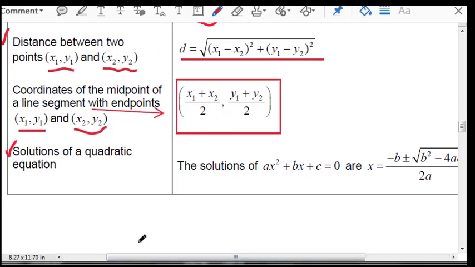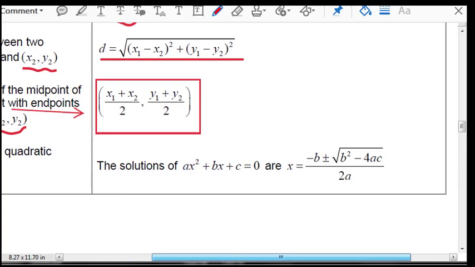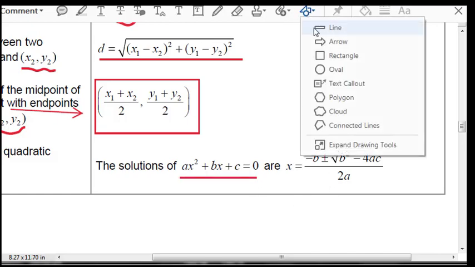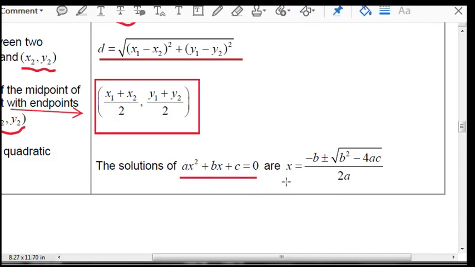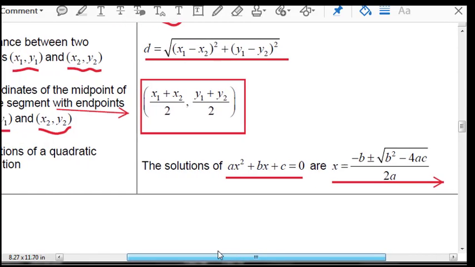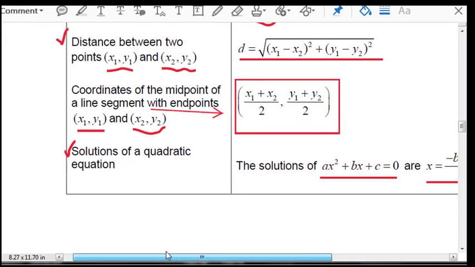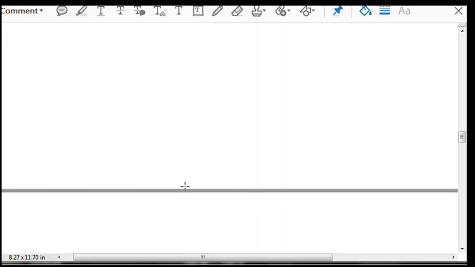Now, solutions of a quadratic equation. When the quadratic equation is ax square plus bx plus c equals 0, then you can use the formula for quadratic equation. x equals minus b plus minus root over b square minus 4ac, all over 2a. So these are the important formulas you need to use.